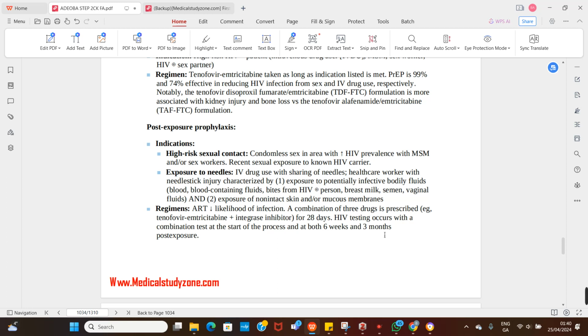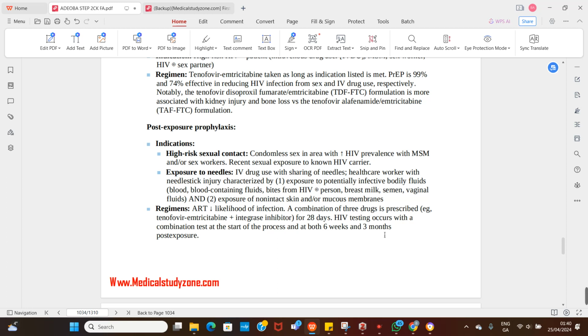So what do you do? As against the pre-exposure prophylaxis where we are just using tenofovir and emtricitabine, here we are going to add an integrase inhibitor to it. So we must give them antiretroviral therapy to reduce the likelihood of infection. So we give tenofovir, emtricitabine plus the integrase inhibitor for 28 days.